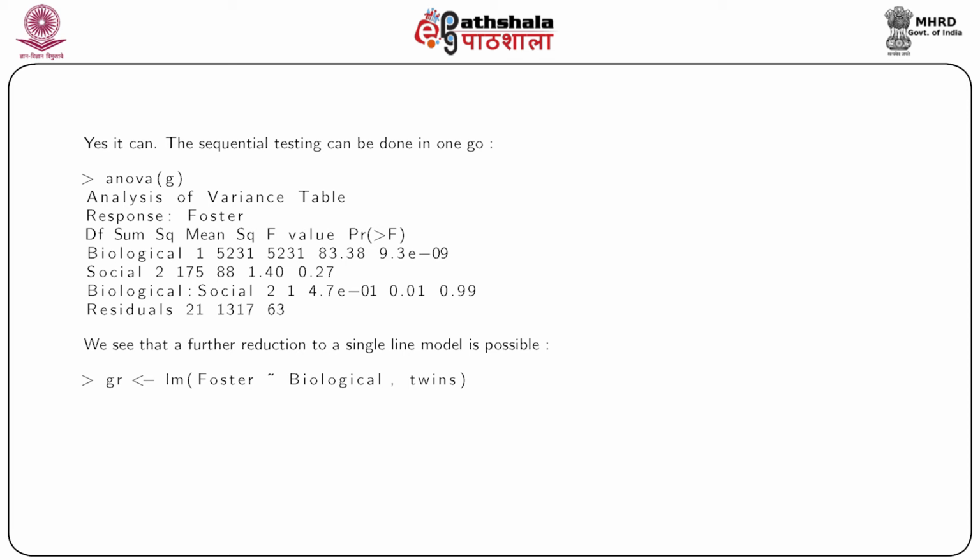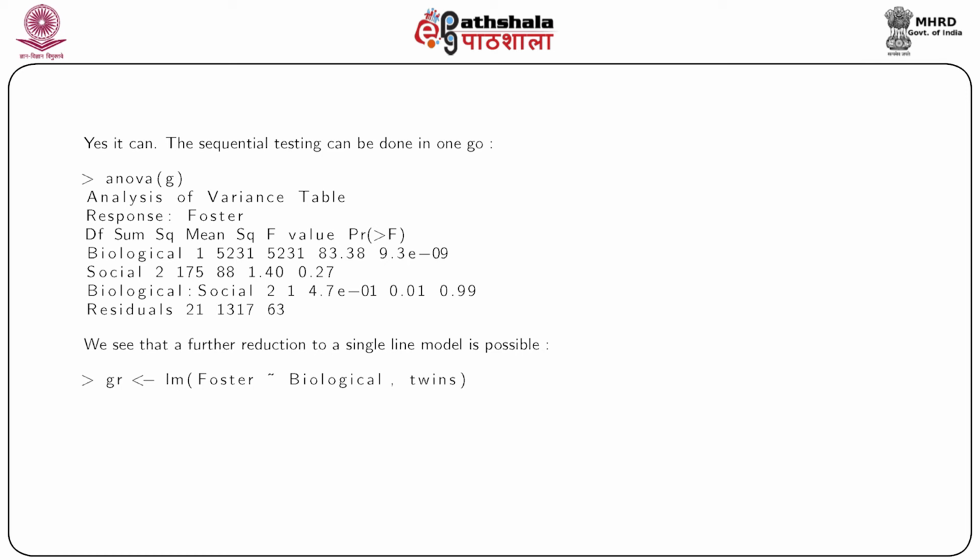So our question is whether we can use this model as a predictive model instead of the one that we had fitted previously with the interaction terms. So the answer is yes, we can. We can simplify the model and fit a simpler one. The sequential testing can be done in one go. So we can use the ANOVA of the fitted model G, which we had fitted previously, and we can see that a further reduction to a single line model is also possible.